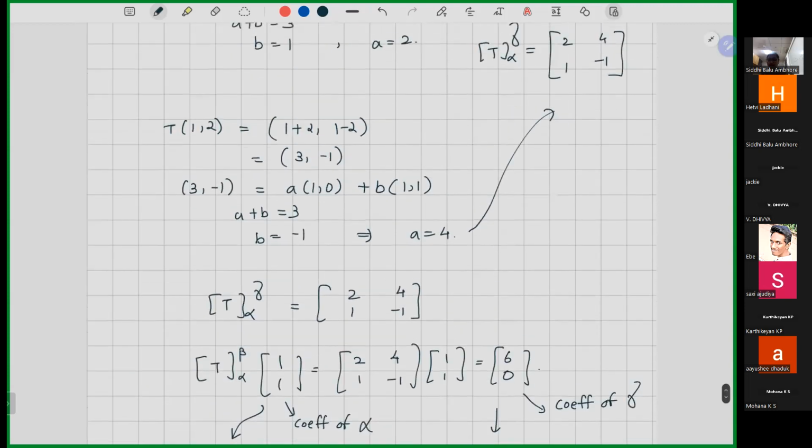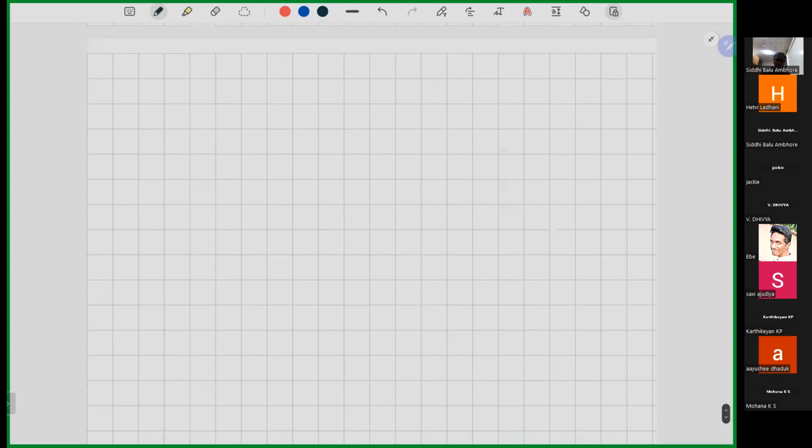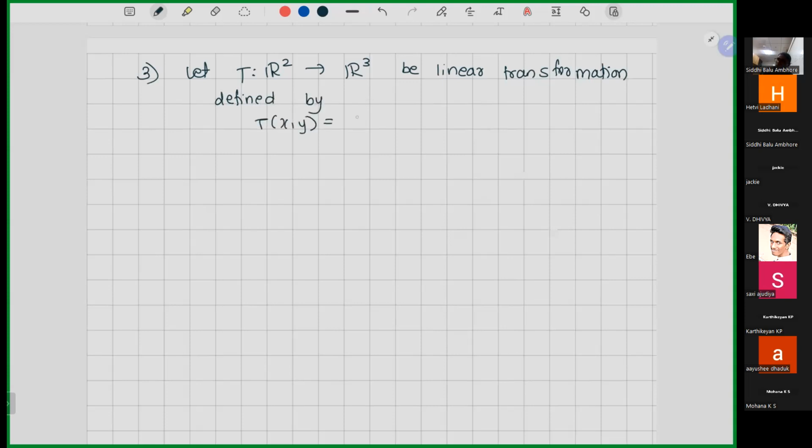So now we were in this R2 into R2 kind of stuff. We will now go to this question. Suppose T from R2 to R3 is a linear transformation defined by T of x comma y going to x minus y, x comma x plus y. Okay.